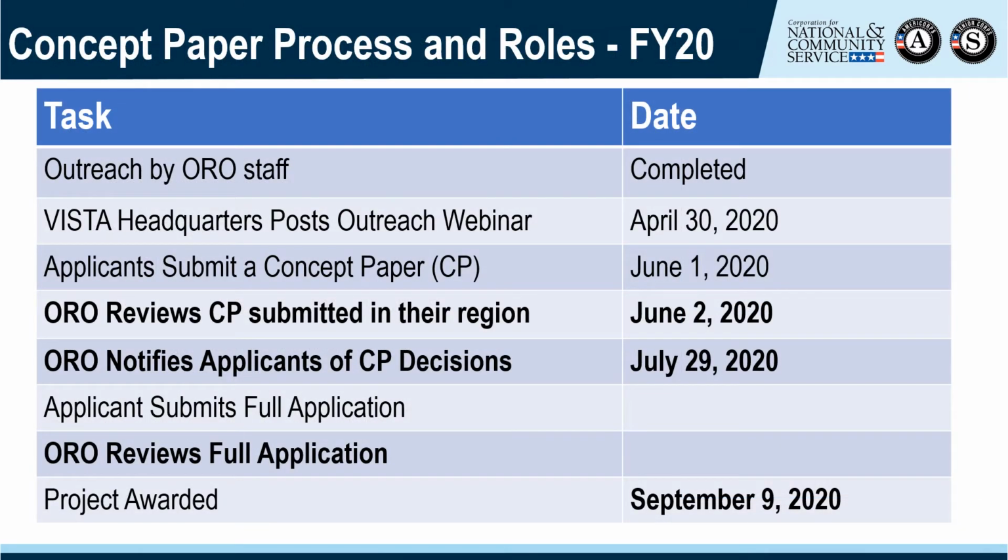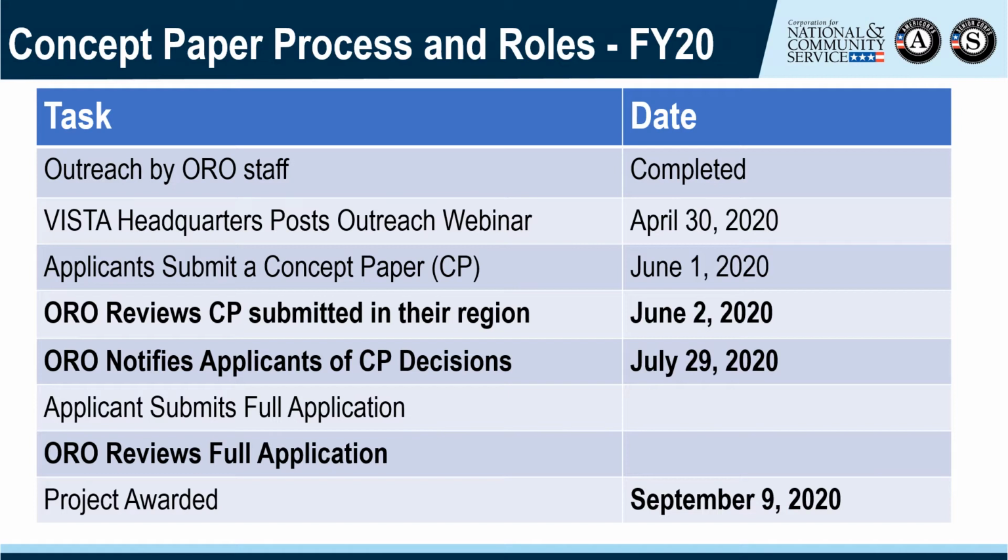The request for concept paper process occurs in several cycles during the fiscal year. For the next and final cycle of fiscal year 2020, concept papers are due on June 1st. Beginning June 2nd, ORO staff will conduct a review of any concept papers in their region. You have until July 29th to notify applicants of your decision.